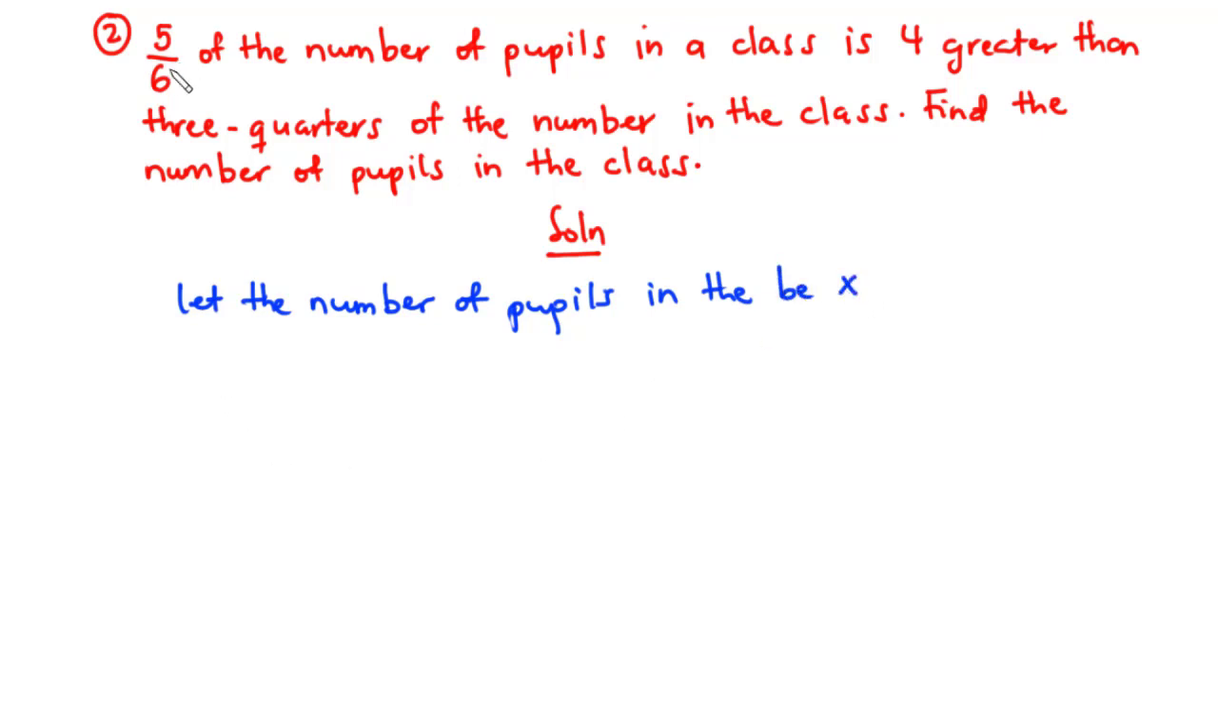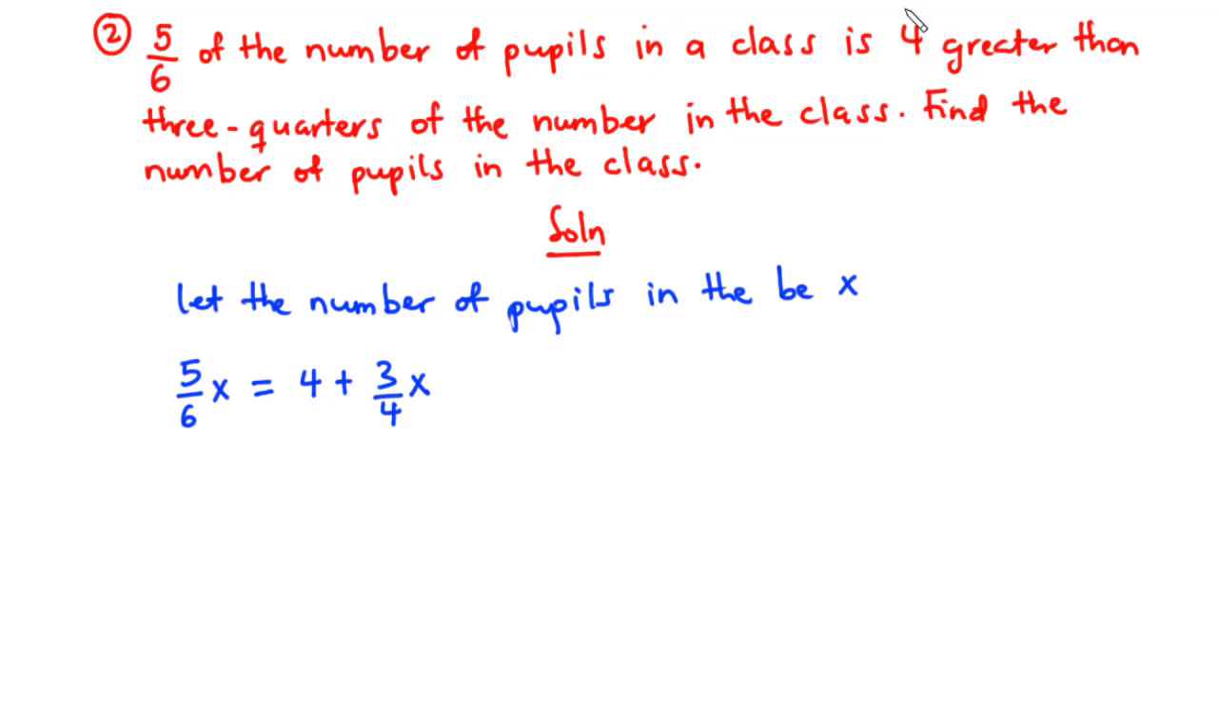Okay, and then we are told that 5/6 of the number, so "of" means we are going to multiply. So 5/6 of the number of pupils in the class, which is represented by x, so 5/6 times x, is 4 greater than, so "is" means that we are going to introduce an equal to sign. So is 4 greater than 4 plus 3/4 of the number in the class, so 3/4 times x.